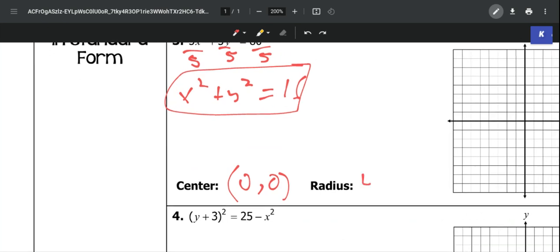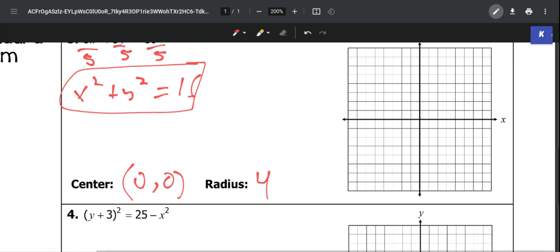Then our center would be at (0, 0), because it's just x squared and y squared. Our radius would be 4, and then to graph this, we would start at the origin. We would count up 4, so 1, 2, 3, 4. We would go to the right 4, 1, 2, 3, 4. We would go down 4, 1, 2, 3, 4. And then to the left 4, 1, 2, 3, 4. So that would be our circle.